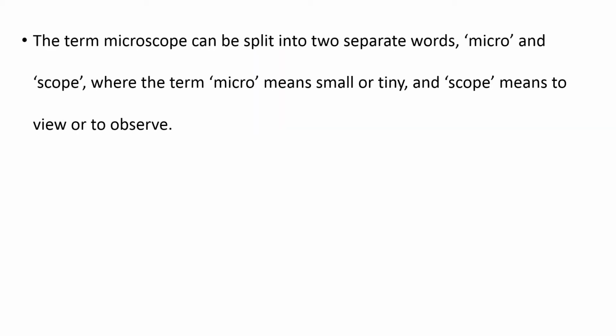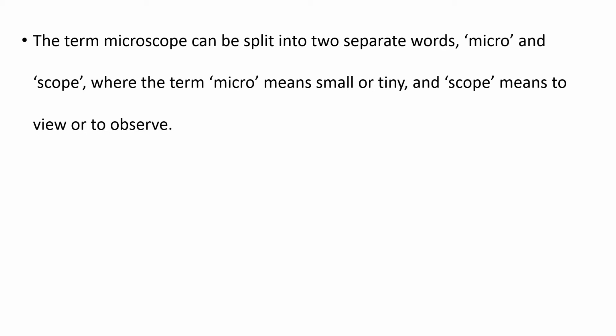So the term microscope can be split into two. We can have micro and scope. The micro in there means small or tiny. When we say something is micro, it means the thing is very small. And then scope is the view.